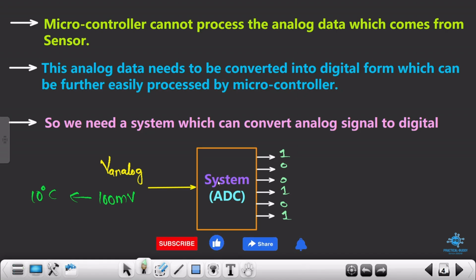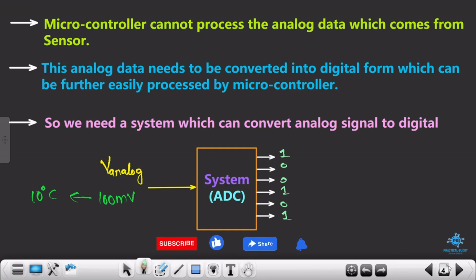I hope you understood this concept of ADC. What is the task of ADC? The task of ADC is to take the analog data which it gets at its input side from the sensor, and convert this analog data into digital format.